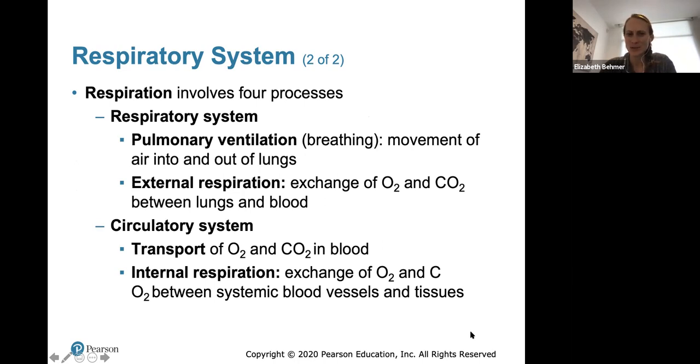We divide the respiratory system into 4 processes. I include this not necessarily because you'll be tested on it, but because I want you to learn the language and lingo of your respiratory system. Pulmonary ventilation is breathing, the movement of air into and out of the lungs. External respiration is the exchange of oxygen and carbon dioxide between the lungs and the blood. Then in the circulatory system, we have the transport of oxygen and carbon dioxide in the blood. And internal respiration is the exchange of oxygen and carbon dioxide between your systemic blood vessels and tissues.